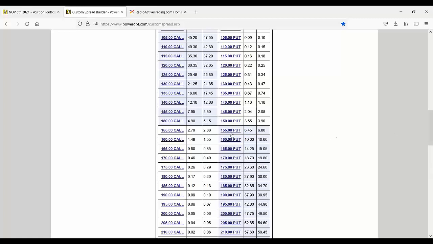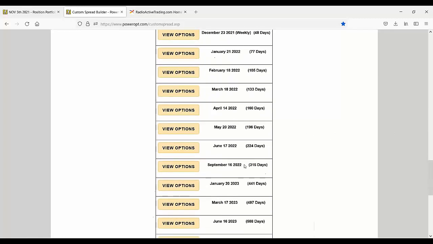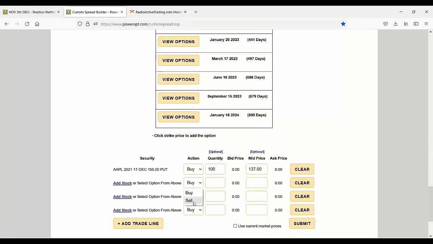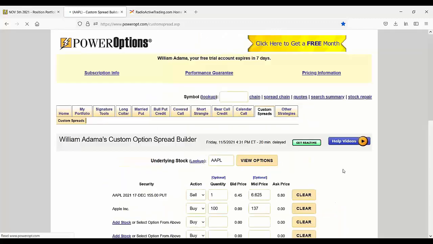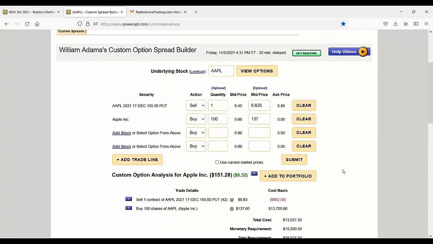Now, let's just run this first. Oops, I did that reverse. I'm sorry. There we go, I forgot to click add stocks. Let's put that in. Our 100 shares, 137. We're going to sell a December 155, slightly in the money put against it.